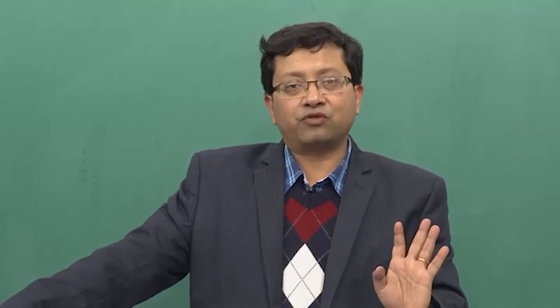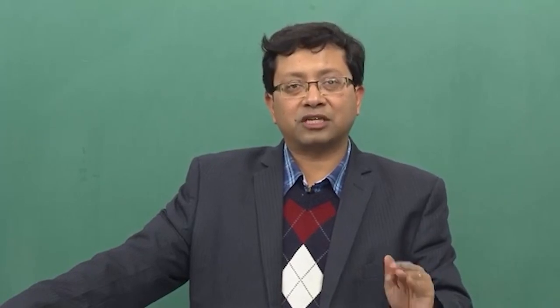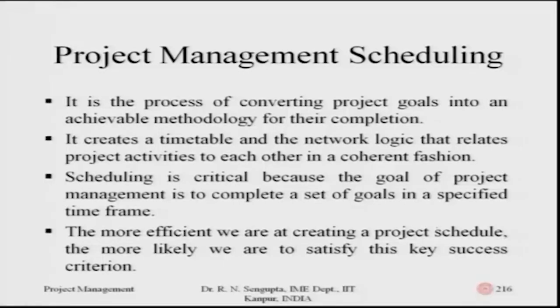Now, if you consider the ideas which we were discussing in the first few classes, the project objective had to basically dovetail into the organizational objective, and the social objective had to be taken into consideration. So, if you consider these your project goals and what the variables are, you would look at the variables in such a way that you are able to meet the criteria of all these sub goals in the best possible way. So, project management scheduling creates a timetable and the network logic: what is the relationship between the activities, sub activities, tertiary activities, and it relates the project activities to each other in a coherent fashion.